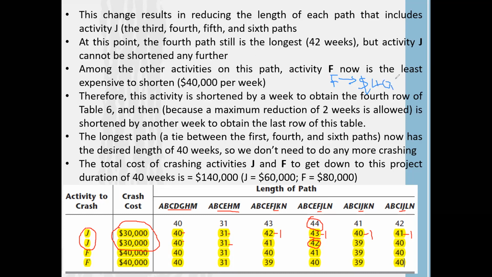$40,000 additional cost. Okay, so then we decided to crash activity F by 1 week. Some student might have a question: can't we reduce 2 weeks together? Yes, we can. But sometimes when you are reducing 2 weeks together, an additional non-critical path is going to become a critical path. Then again, we have to calculate with the lowest marginal cost among those non-critical activities.